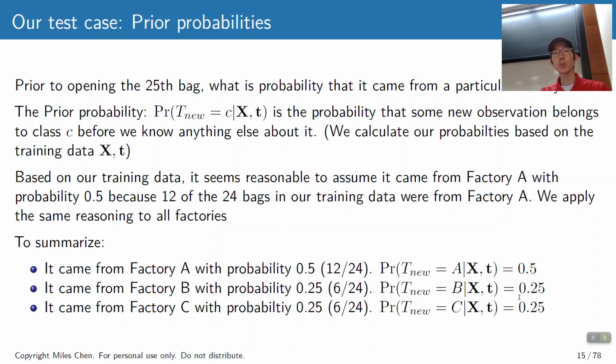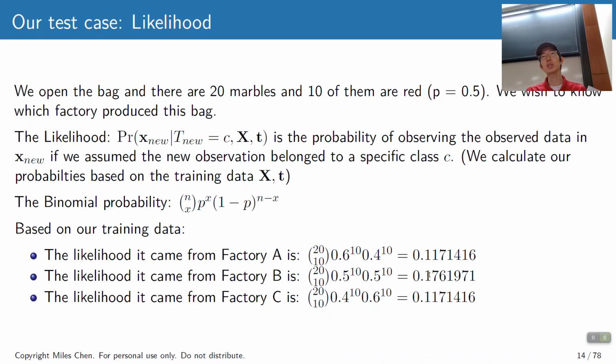Okay, and so we want to combine this prior knowledge, or just kind of the knowing that factory A is responsible for half of the marble production. All right, we want to balance that with what we see in the data, right? So what we saw in our data, the likelihood was, according to this, factory B is the most likely.